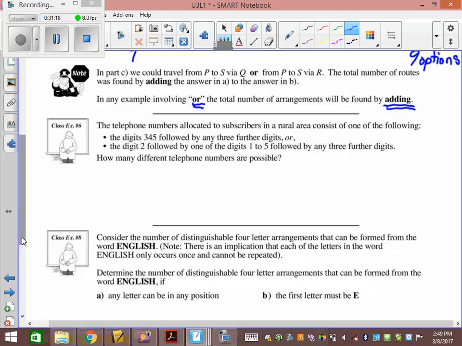Class example 6. The telephone numbers allocated to subscribers in a rural area consist of one of the following. The digits 3, 4, 5, followed by any 3 further digits. So that's 6 digits total, right? So the option for the first blank is a 3. The option for the next blank is 4. The option for the next blank is 5, followed by any 3 further digits. Or, which means I'm going to add them. And when I have cases, this case or this case, I always add cases. Or the digit 2 followed by one of the digits 1 to 5, followed by any 3 further digits.